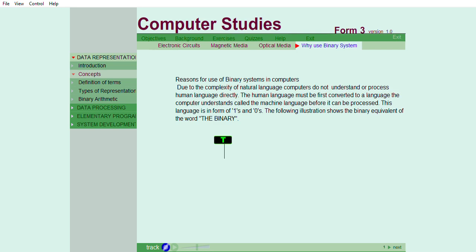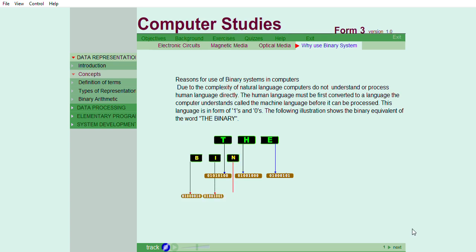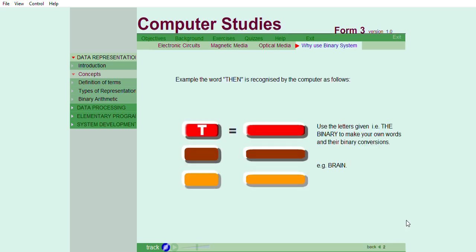Due to the complexity of natural language, computers do not understand or process human language directly. The human language must first be converted to a language the computer understands, called the machine language, before it can be processed. This language is in form of ones and zeros. The following illustration shows the binary equivalent of the word "binary". Example, the word "then" is recognized by the computer as follows.